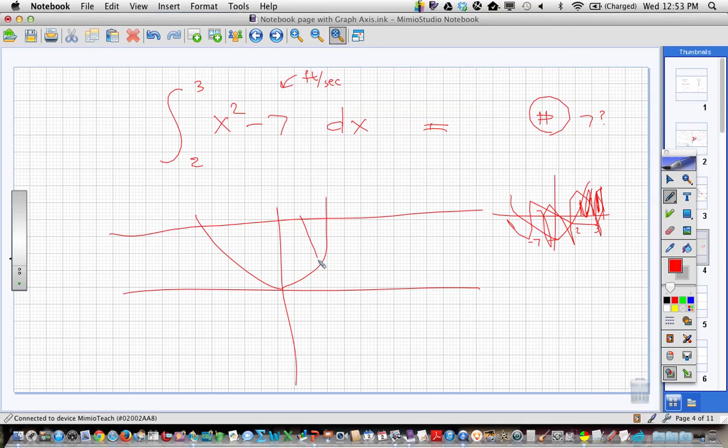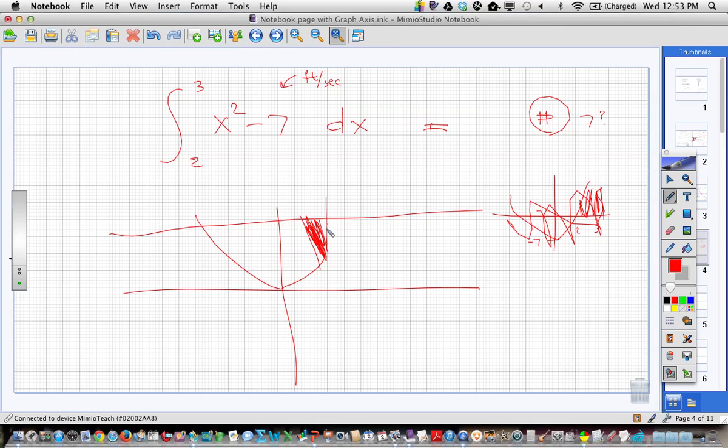From to, I don't know where 2 and 3 are, but, right? It could be that piece of area, right? Kind of tilted, but if this was 2 and this was 3, it would be, oh, I got that backwards. I didn't do top minus bottom. I did 7 minus x squared.